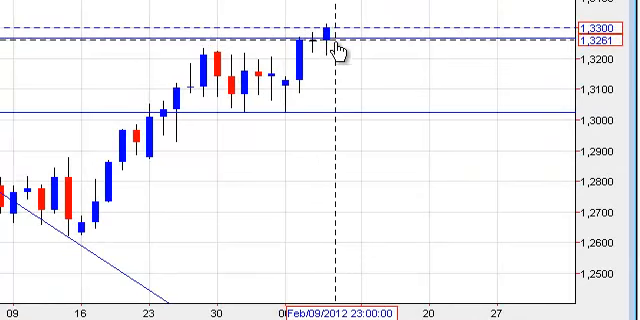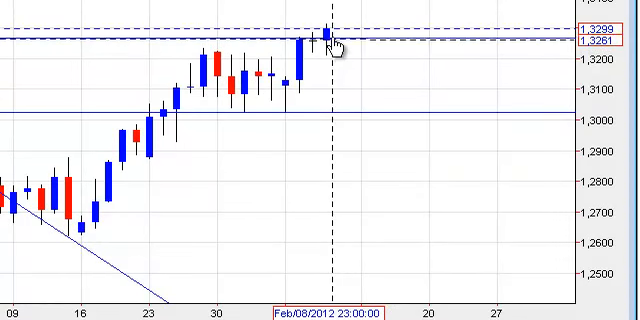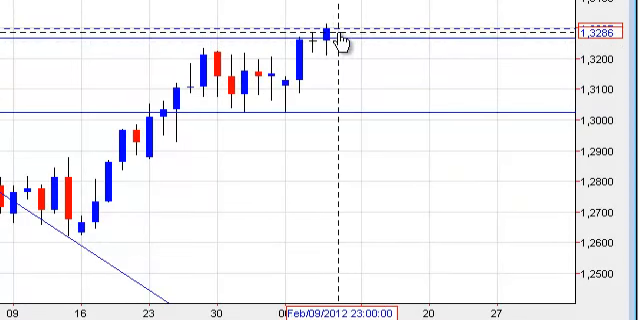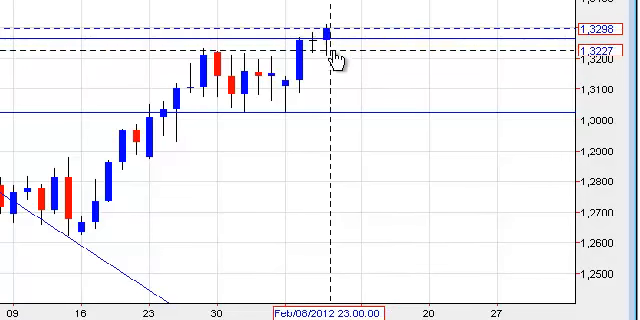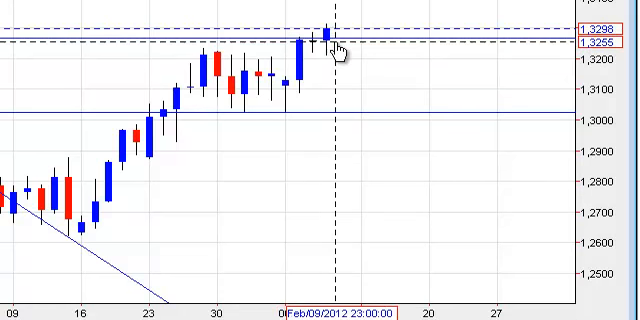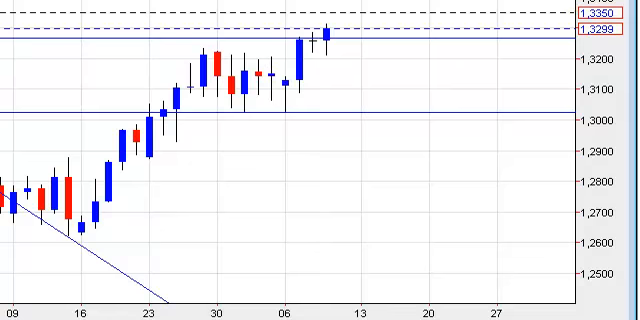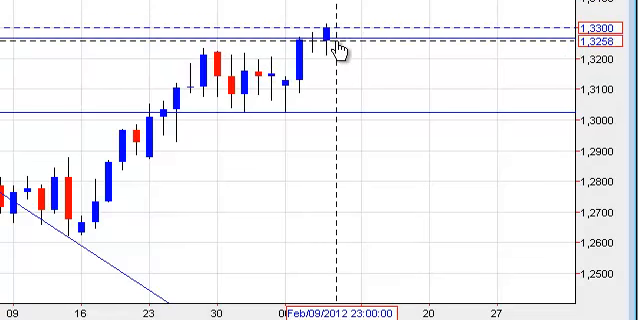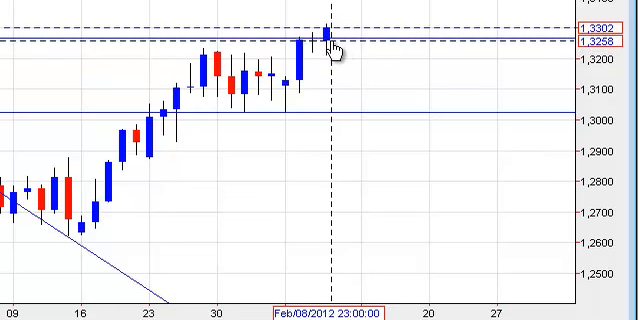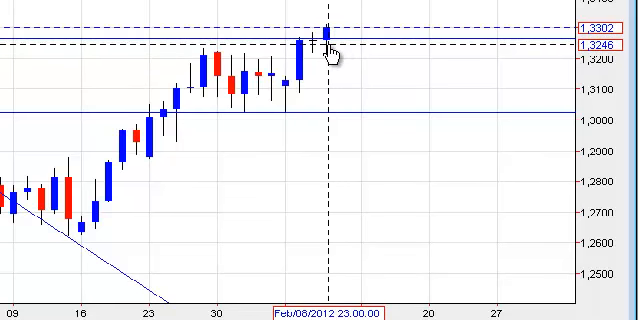If you're in the US, then you obviously know that the close of the US session will be at 4 p.m. If you're in the UK, the closing session of the US will be at 9 p.m. GMT. In Europe, 10 p.m. Central European time. What I'm looking for is if price can close very close to the opener of today, which was at 1.3257.